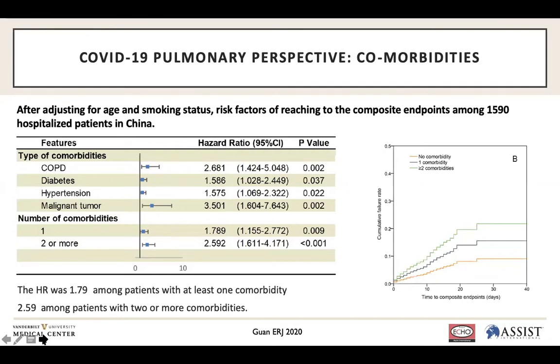On the right-hand side, you see that the mortality rate, the failure rate of these patients to survive over time, increases dramatically with the number of comorbidities. Next slide, please.